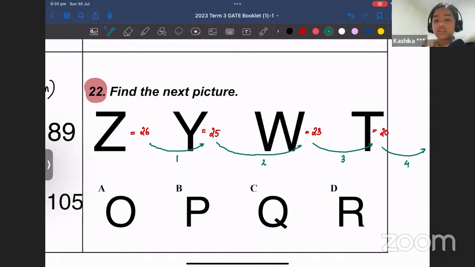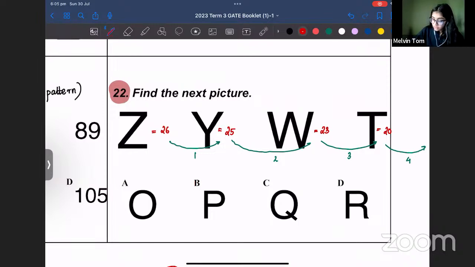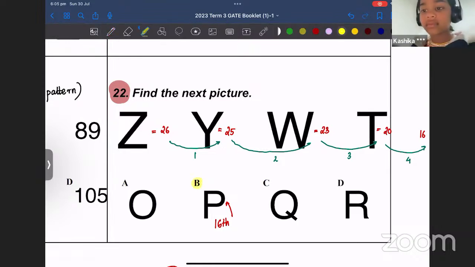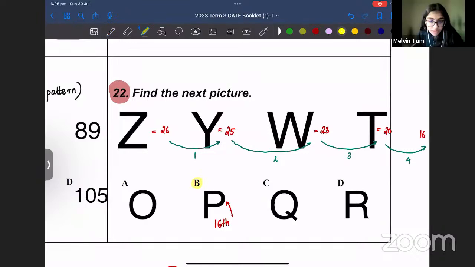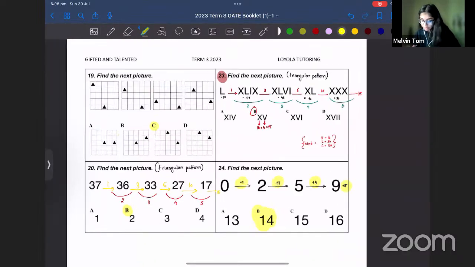And 20 minus 4 is what? The 16th letter of the alphabet is what we need to find. And what is the 16th letter of the alphabet? It's P. That is why your answer is option B. This is clear? Okay. Now, question 22. What else? 23 and 24. 23. Very good.